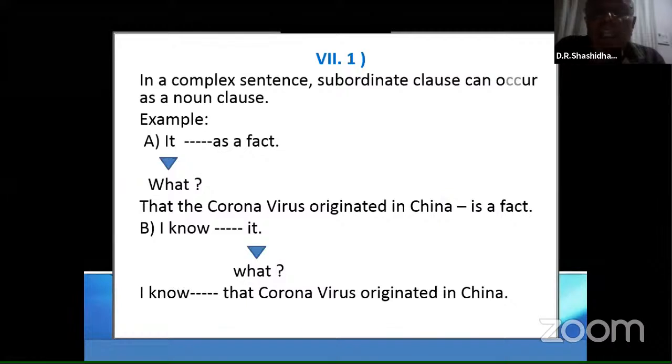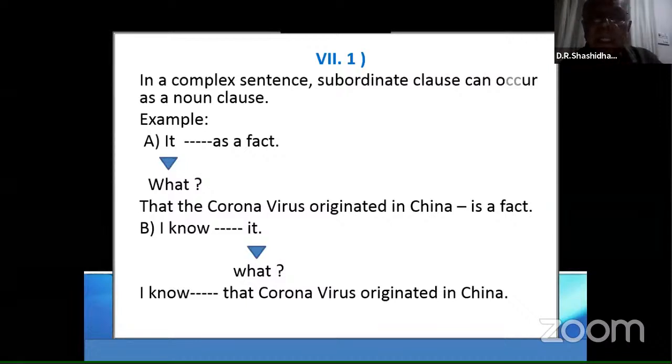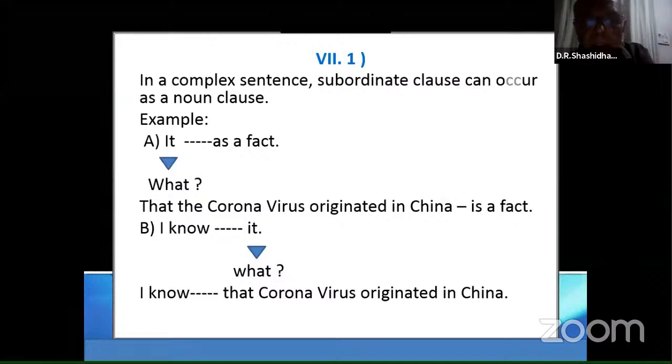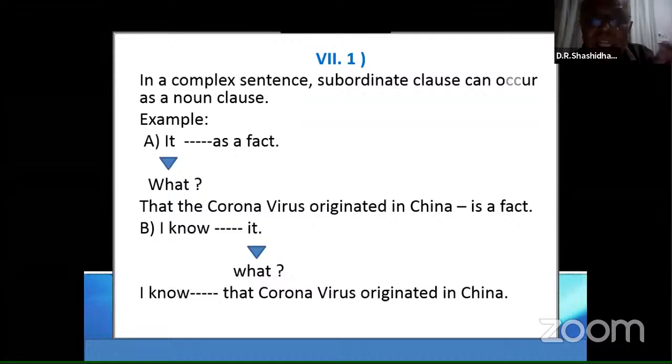In a complex sentence, a subordinate clause can occur as a noun clause, okay? A subordinate clause can occur as a noun clause. Take for example, it is a fact. You know, it's an absolutely simple sentence. It is a fact. What is that it? You know, just to make it easy for you to understand, leave a little bit of gap: it, as a fact. What is that it? That it is a noun clause: that the coronavirus originated in China is a fact. See that it is replaced by the noun clause.